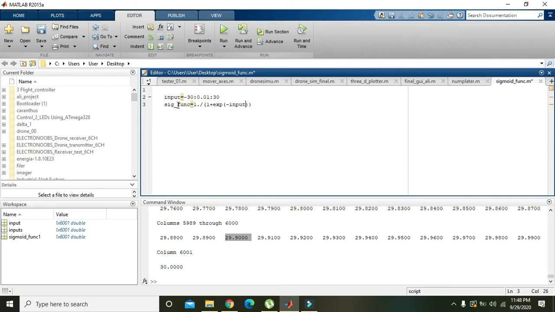The actual formula is sigmoid function is equal to 1 divided by 1 plus exponential raised to the power minus x, and here we have not written x, we just wrote input. So just write input here and then we will plot. Input comma sigmoid. Sorry, not sigmoid, it is actually sig func.